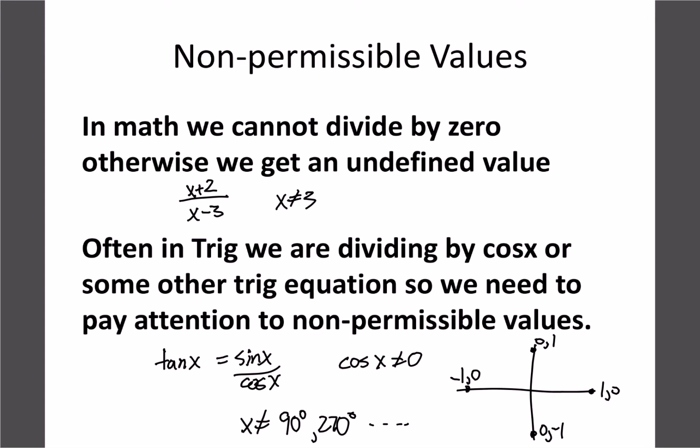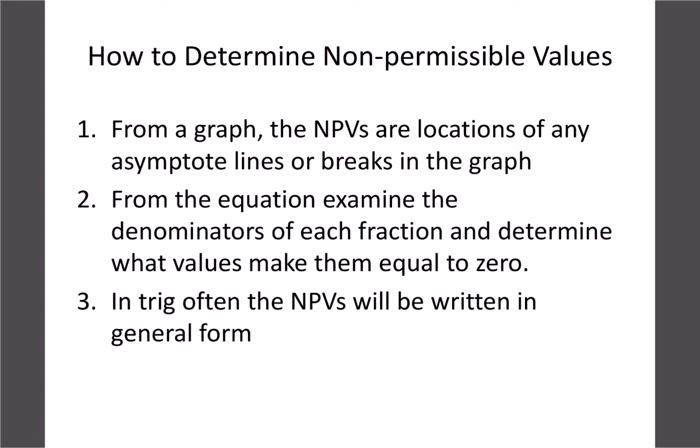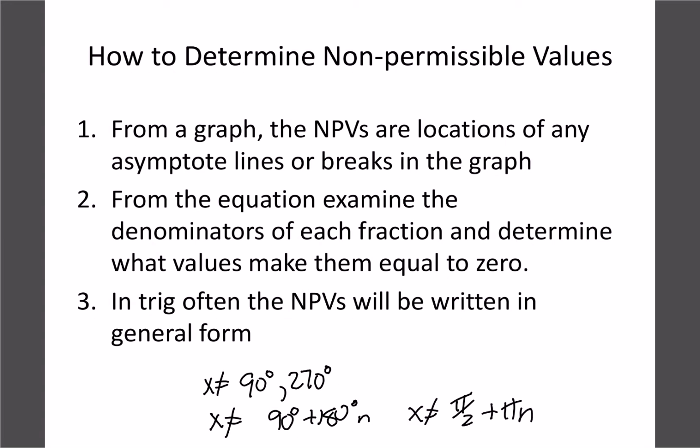So it works the same way, but usually we're dealing with a sine or cosine or something a little bit different instead of just a regular value. How we want to do this is, from a graph, we would look for any asymptote lines or any breaks in the graph where it doesn't exist. But quite often we're going to use just the equation and some algebra to help us figure out where the denominator would equal 0. Because trig graphs repeat often, so for tan x we said we can't have 90 or 270 and so on, we will often write them in general form. So we'd say things like 90 plus 180n, or in radians, pi by 2 plus pi n would be our non-permissible values. Okay, so we'll go through a couple of quick examples, figure out the non-permissibles, and even simplify, do a little bit of review of that, and that'll be it.